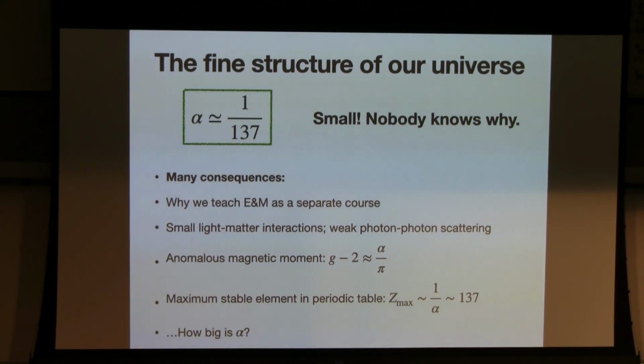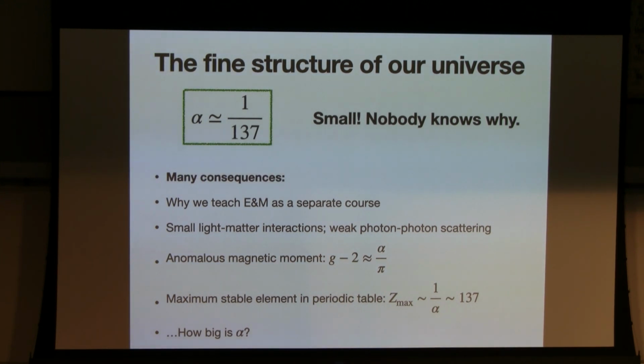My favorite is that it's why we teach electricity and magnetism as a separate course from other parts of physics, because if we were more strongly coupled, it would be hard to separate. There are small light-matter interactions, there's weak photon-photon scattering. The most famous result here is the calculation that the anomalous magnetic moment g minus 2 is alpha over pi, at leading order in QED.